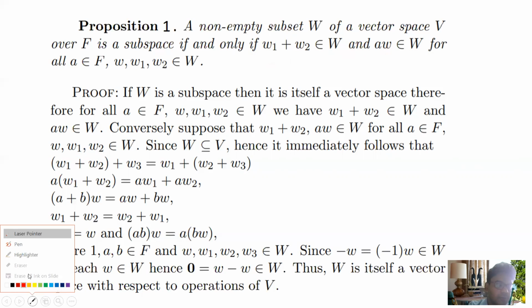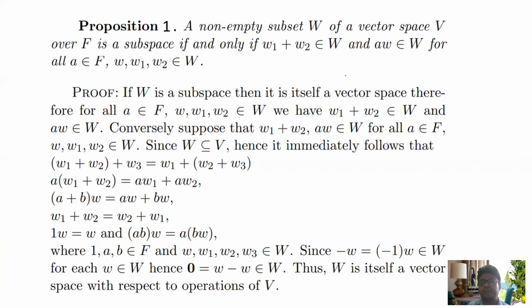But if you combine these two, then you can write, try to understand, that a w1 plus b w2 belongs to W. If yes, then you can say W is a subspace of V. So ultimately, what you are doing is combining these two. Okay, so this is also possible.